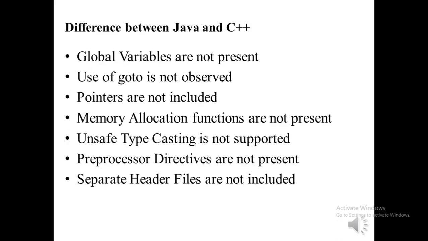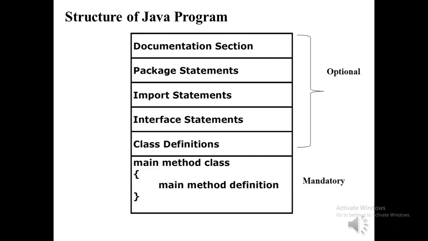Difference between Java and C++. Global variables are not present in Java. Use of goto is not observed. Pointers are not included. Memory allocation functions are not present here. Unsafe typecasting is not supported. Preprocessor directives are not present here. Separate header files are also not included as all the data and all the member functions are saved in packages. So these are the differences.